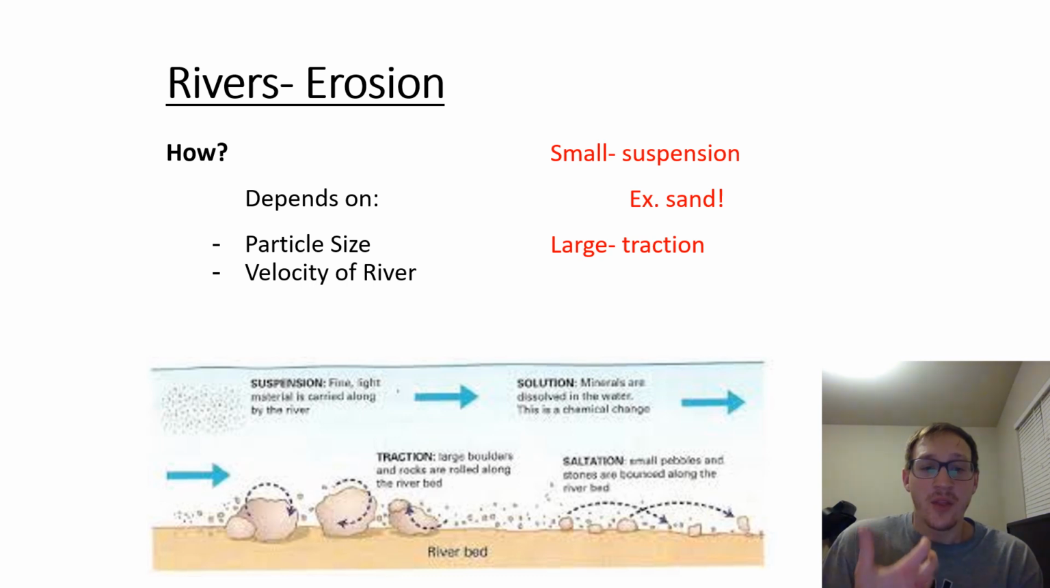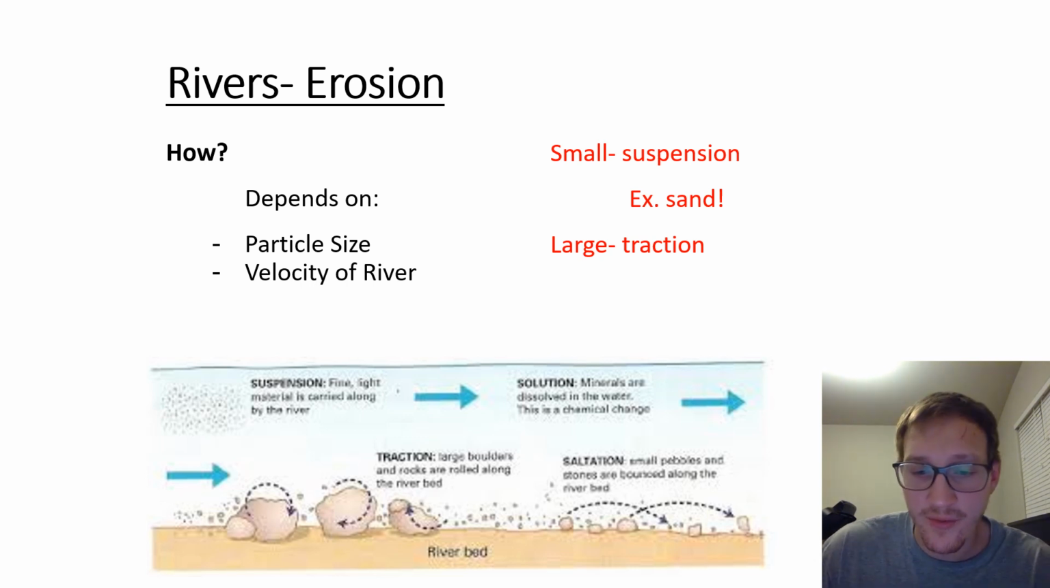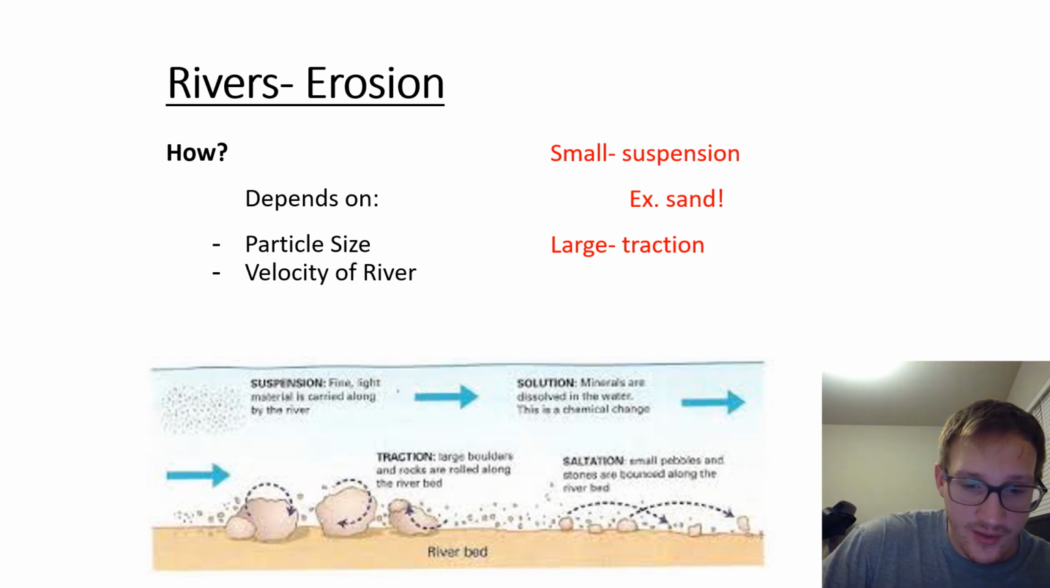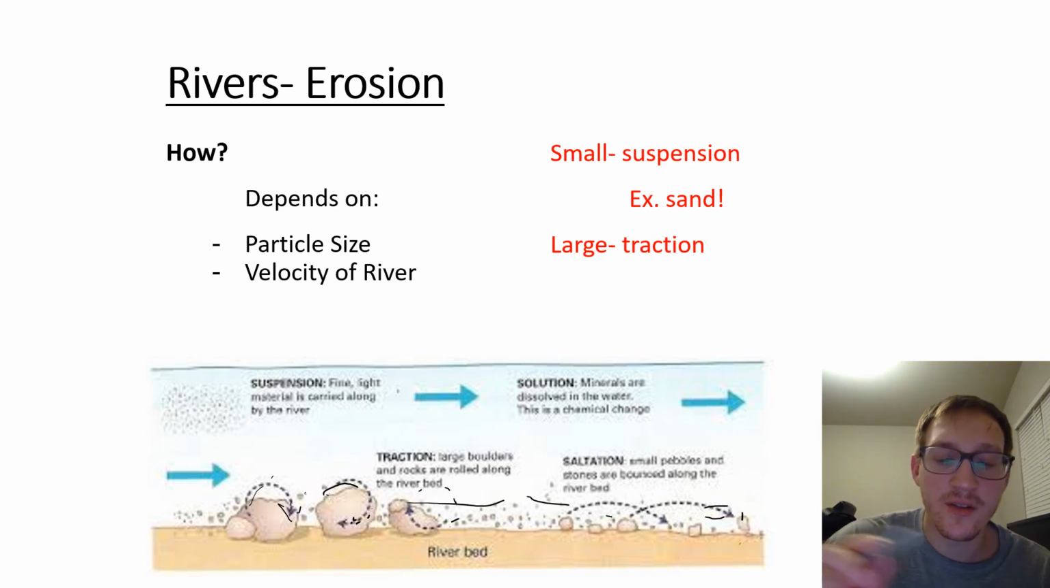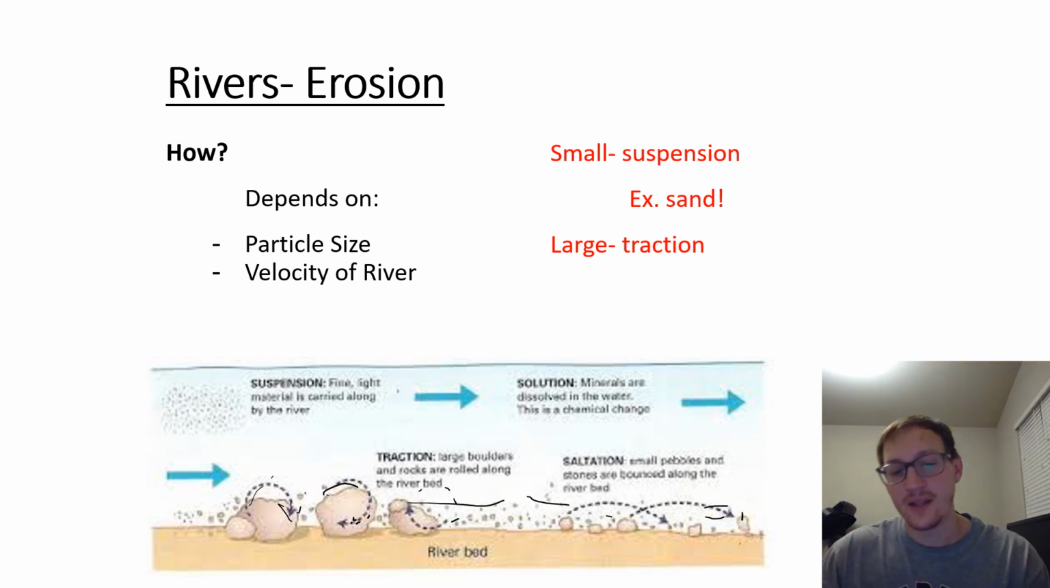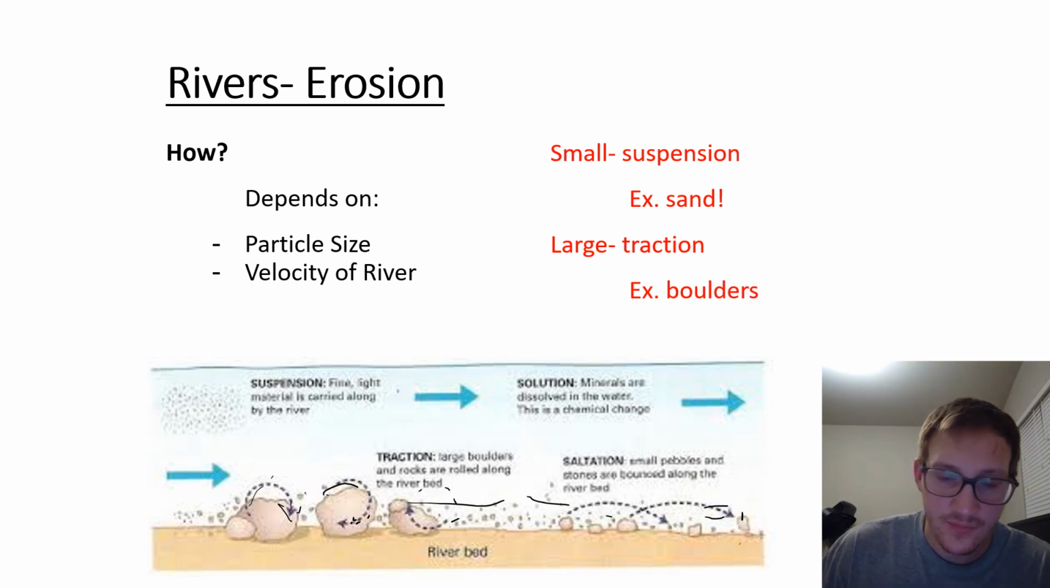Okay, the large ones, it's something that we call traction. They slowly get pushed. And really, if you can look at this bottom graphic right here, these rocks are being turned by the river. And so eventually they do make their way all the way down the river. However, it is a very slow process and it just keeps rolling and rolling as they go. Okay, so boulders are a good example of this.